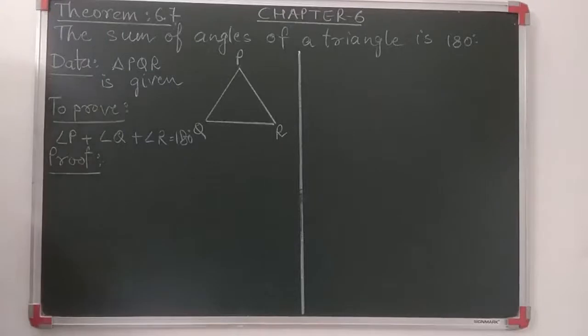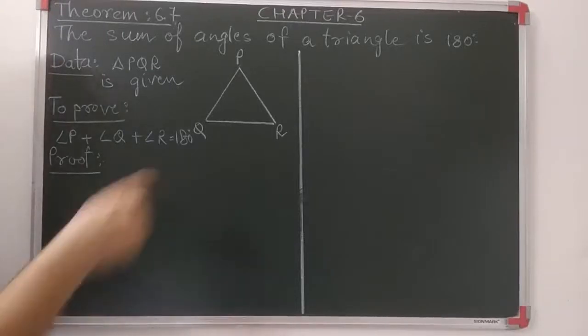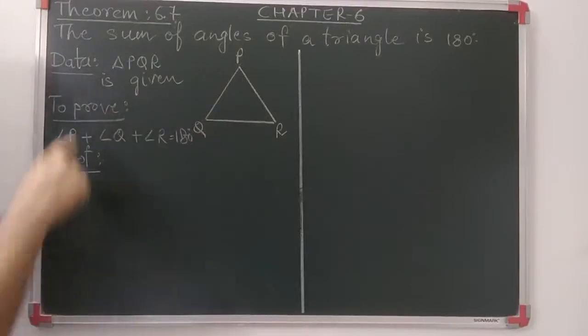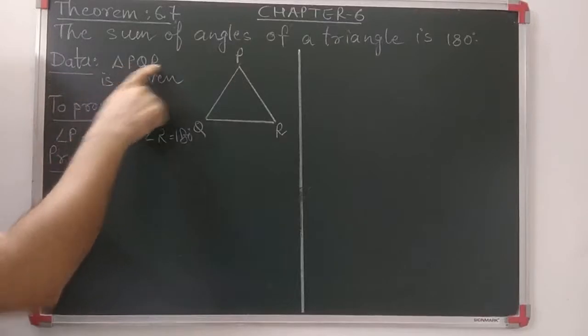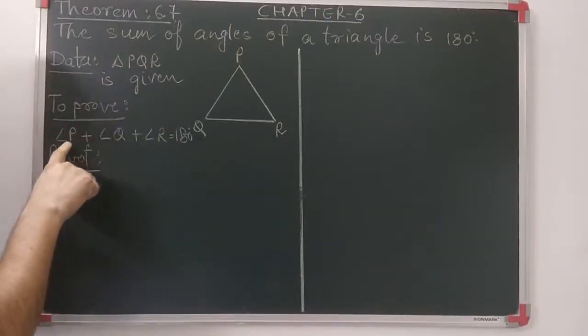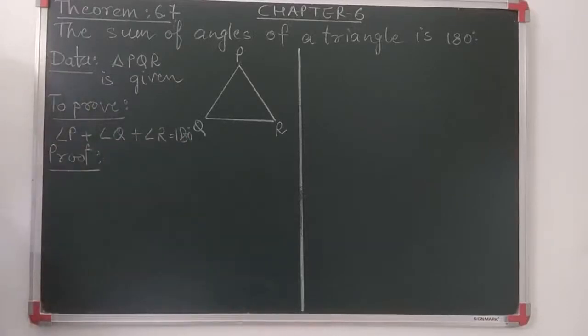From the 5th standard we have learned that the sum of all three angles of a triangle is 180. Today we'll prove it. As in the question, we have written the data that triangle PQR is given. In the proof, the sum of angle P plus Q plus R is 180.